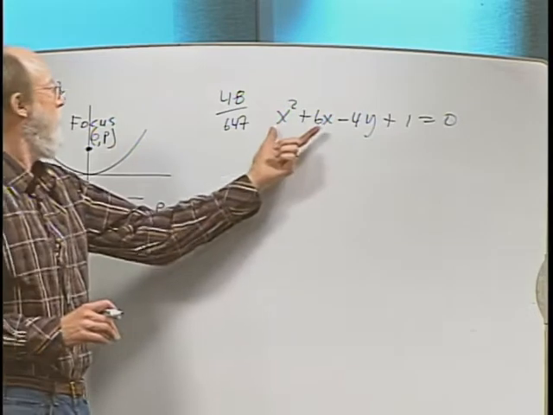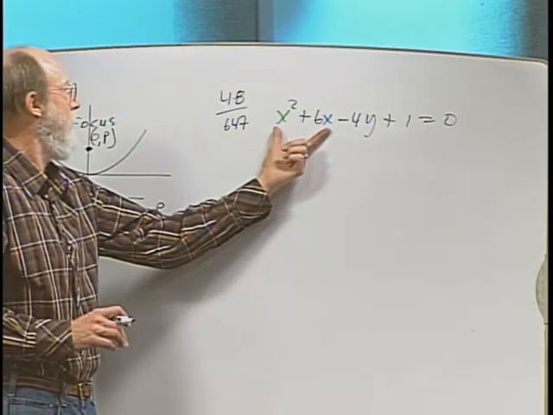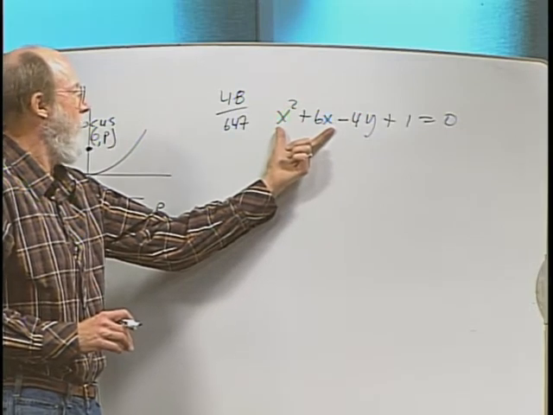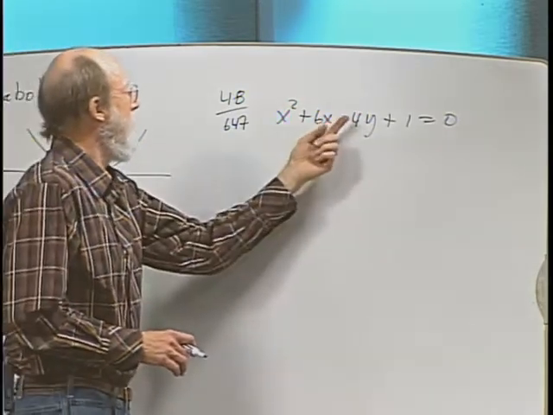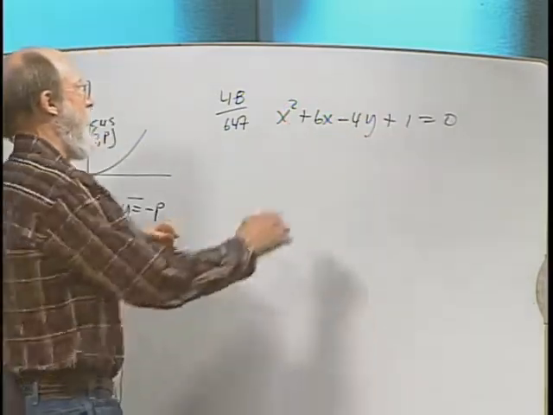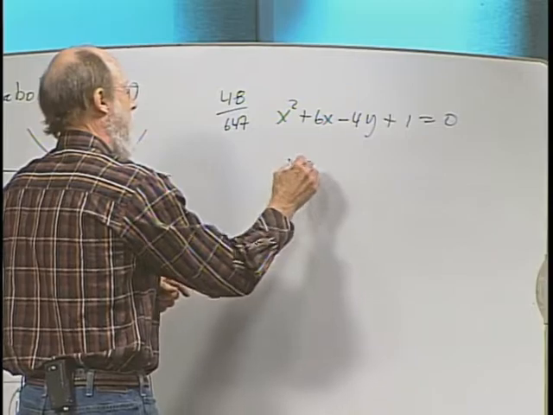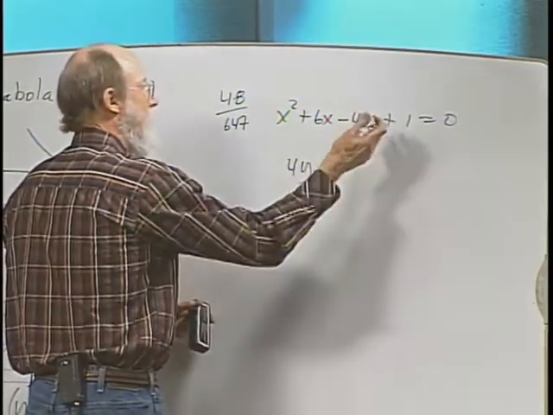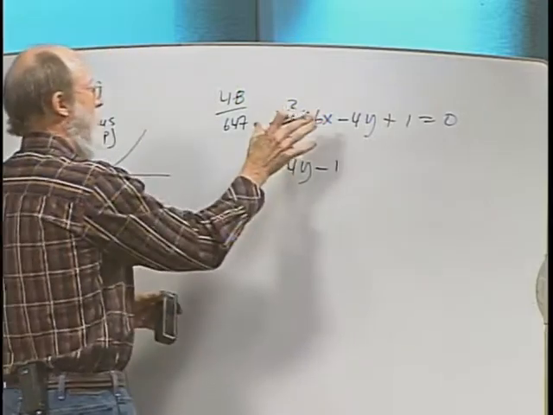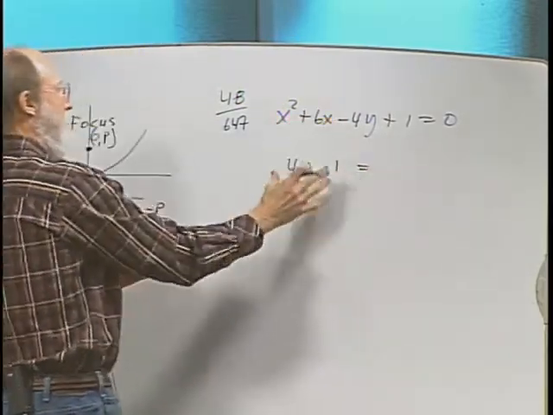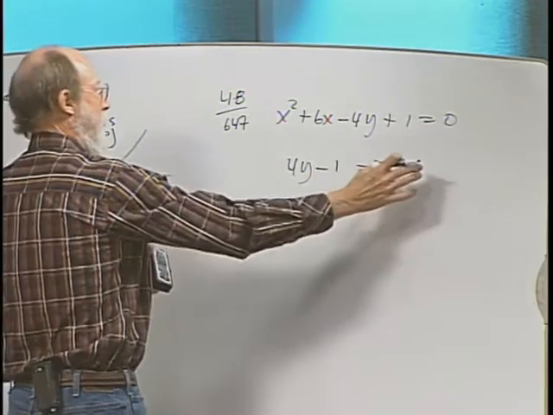Here are our terms involving the variable x, and what we need to do is complete the square on those. So I'm going to move the linear y term and the constant over to the other side. That becomes a positive 4y minus 1. I'm going to leave the x squared terms effectively here. I'm just putting the linear material on the left and the quadratic material on the right.